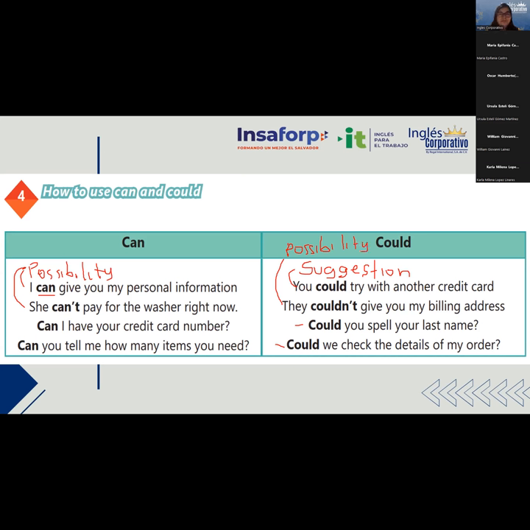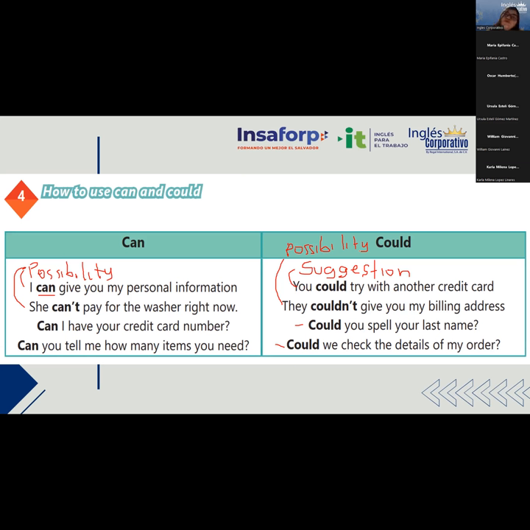So check. When can I use can? For ability, for permission, for possibility, for request. So you have four uses, right? What about could? We can use could for possibility, for making a suggestion, a polite suggestion, for making a request, to talk about abilities in the past. Okay, those are the uses of could. So in this case, if you say, you could try with another credit card. You could pay in cash, right? That's a suggestion. They couldn't give you my billing address.